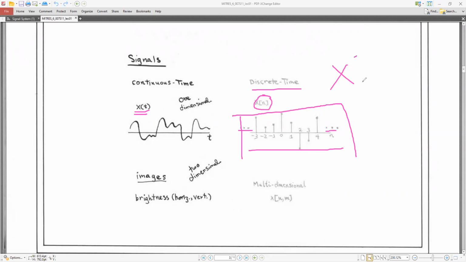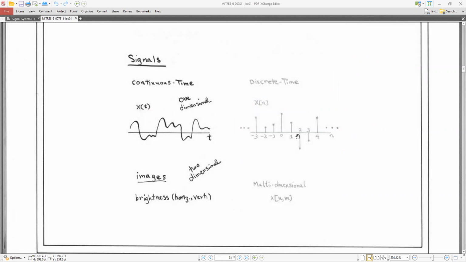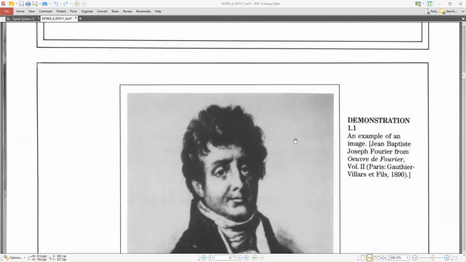Just look at the representation. The discrete time signal is represented like this, x[n], and the continuous time signal is represented like this, x(t). See, that is the difference.